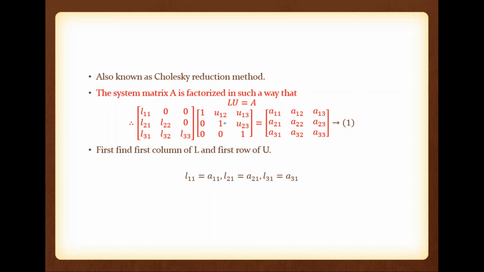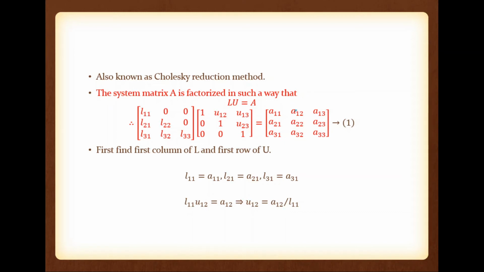So what we have? L11 into U12 plus 0 into 1 plus 0 into 0. So we have L11 into U12. Am I correct? So this is L11 into U12, that is equal to A12. But we already have L11. So U12 is equal to A12 divided by L11.